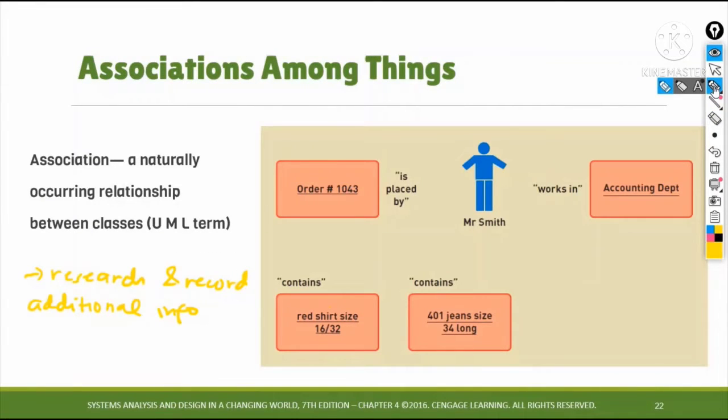So after recording and refining the list of things and determining potential attributes, the analyst needs to research and record additional information. Many important relationships among things are important to the system.